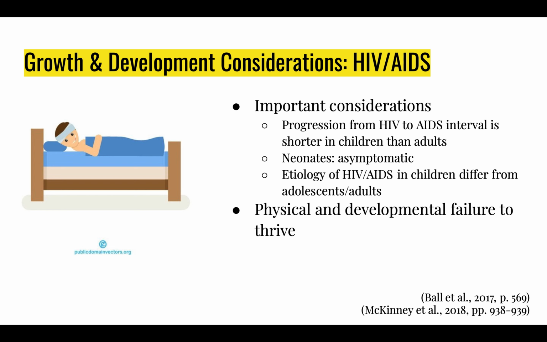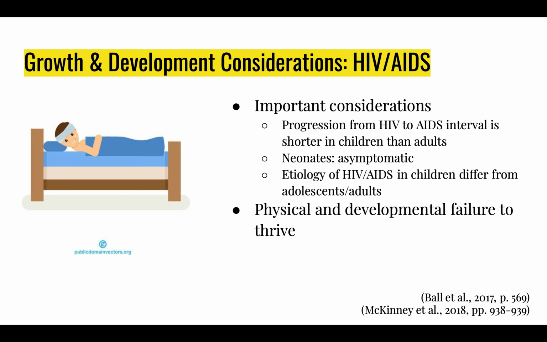Growth and development in HIV and AIDS pediatric patients. So, important considerations to make when caring for pediatric patients with HIV and AIDS are number one, the progression from HIV to AIDS. Because children may not have a fully developed immune system, or in general are not fully developed, they're more likely than older individuals to progress from HIV to AIDS.